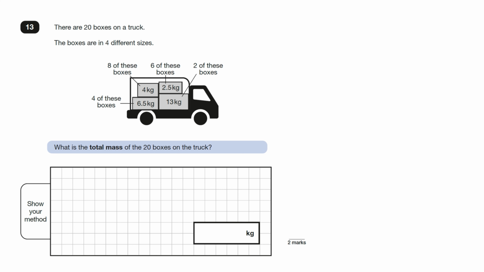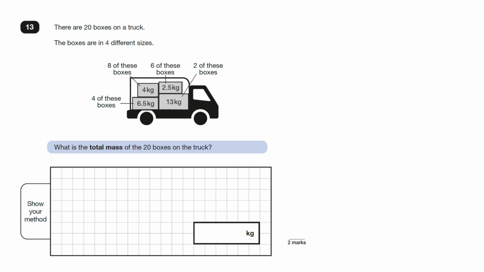So again, with this question, relatively simple. Again, what we need to do, so there are 20 boxes on a truck. There are 4 different sizes. So we've got this one, this one, this one. And it's basically saying, again, hidden arithmetic. We've got 2 of these, 6 of these, 8 of these, 4 of these. And basically at that point, we're just doing multiplications.